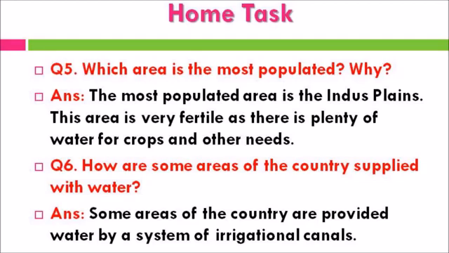Next one is question number 6. How are some areas of the country supplied with water? Answer is some areas of the country are provided water by a system of irrigational canals.